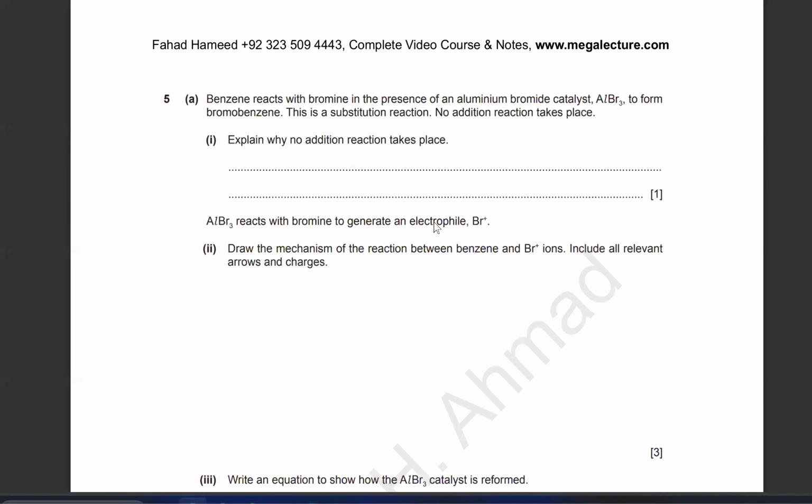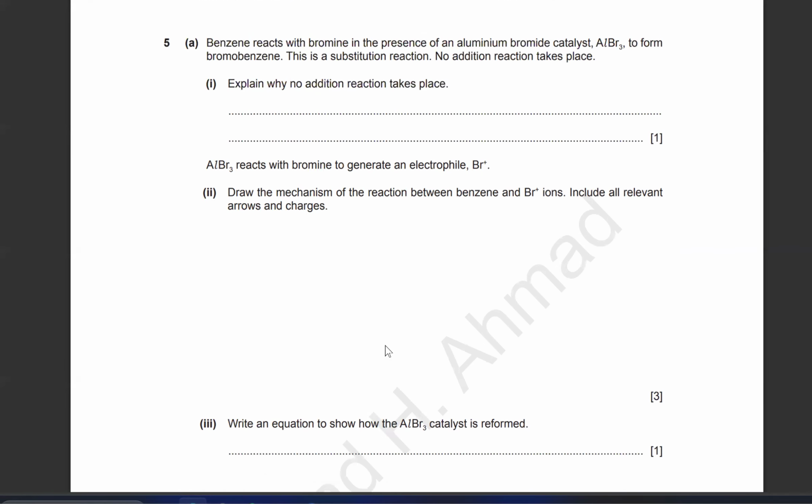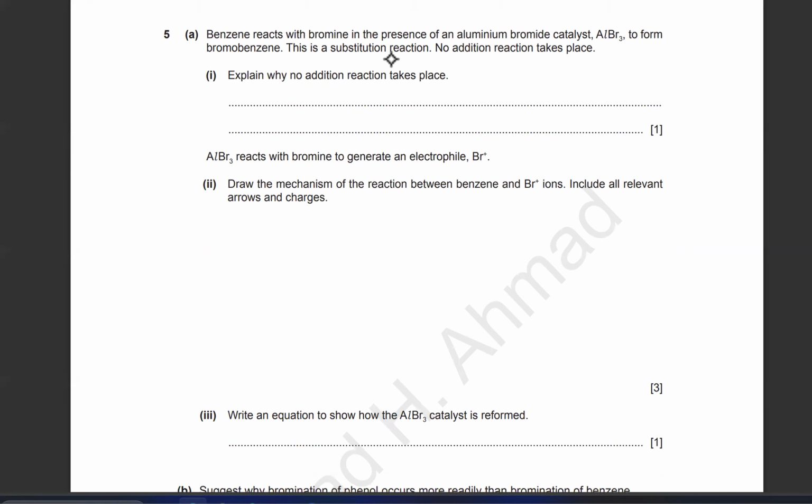So I'm just going to do some more questions of electrophilic substitution. So I guess the mechanism for that explained. We did this, why no addition takes place. Okay, what's the mechanism with Br plus one? Okay, you have a benzene, right?